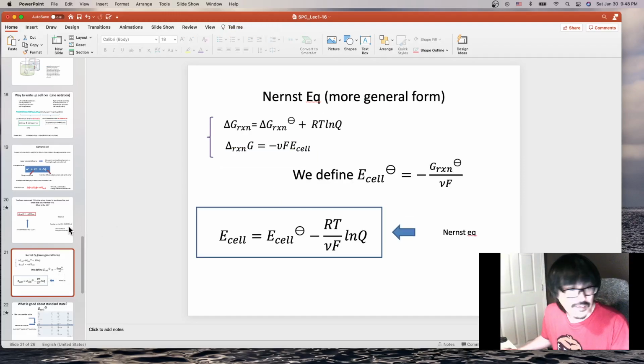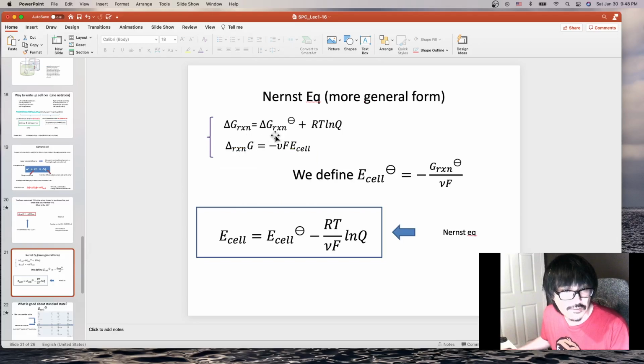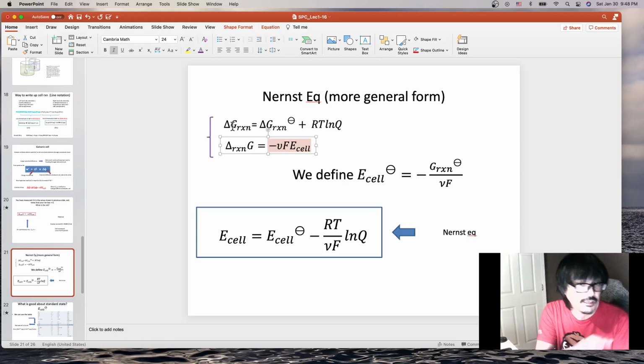Alright, so one other equation that comes out of this: the delta G of reaction is equal to negative nu F E cell, right? So we're going to use that one. But we also know that the delta G of reaction is given by this formula too, right? So substitute these things right here into here, and then divide everything by the negative nu F, then you get these things right here. The E cell.